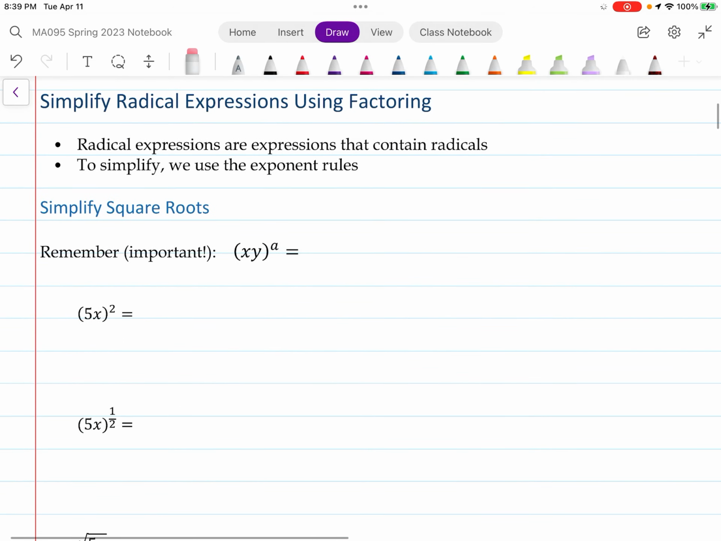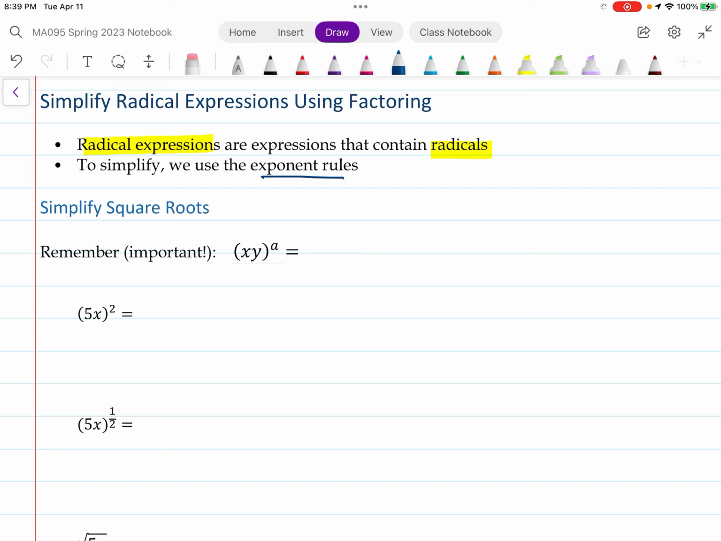All right, so we're going to start by just simplifying square roots, remembering that radical expressions are expressions that contain radicals. It's not an equation, it's an expression, which means there's no equal sign. We're just simplifying. You see an equal sign here, but it just means we're doing something to it. We're not solving for x. Okay, we're just simplifying it. So to simplify, we generally use the exponent rules.